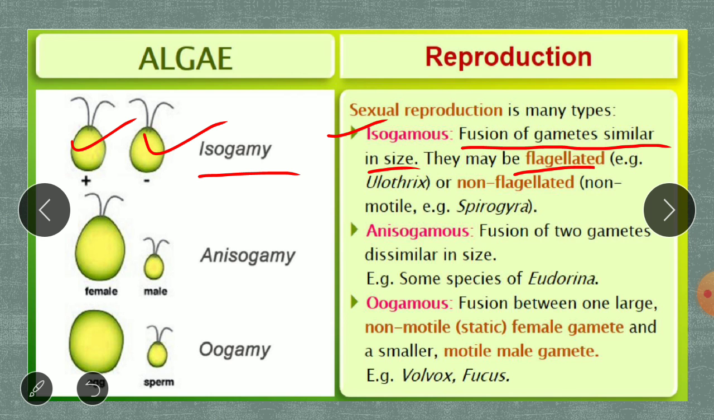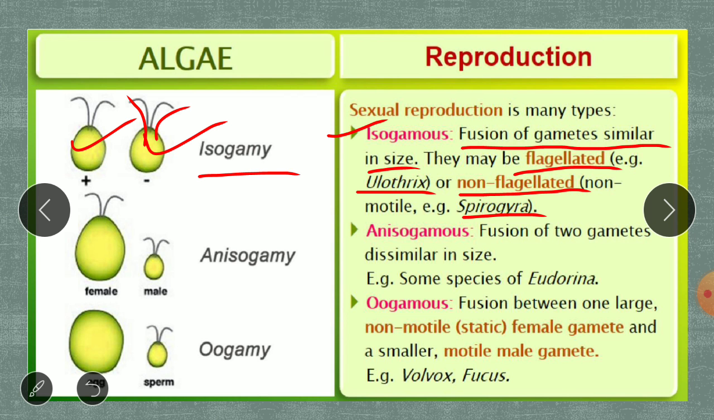They may be flagellated. By now you know they have these hair-like structures because of which they are able to move, or they can be non-flagellated. For flagellated, you can take the example Ulothrix, or non-flagellated, you can take the example Spirogyra, the diagrams we have seen just now.